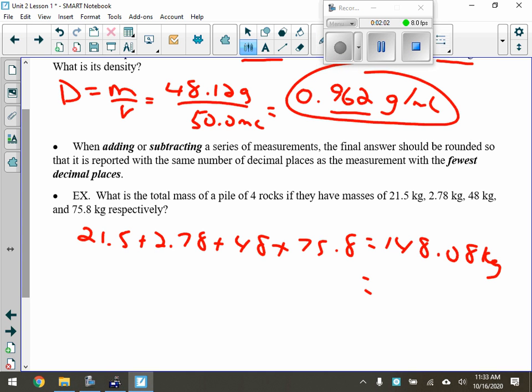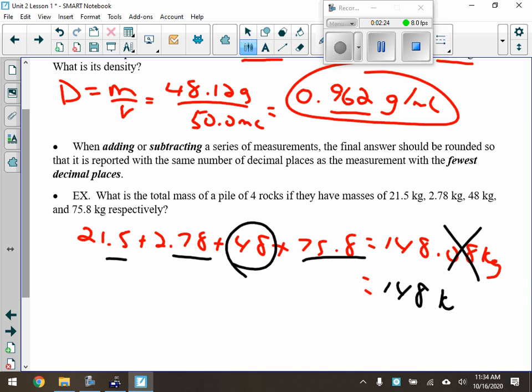So I look at the decimal places. This is 1 decimal place. This is 2. That's 0 decimal places. No, there is no decimal there. And there's 1 decimal place there, or 10th place. So in this case, because there's no decimal places there, I cannot have any decimal places in my answer. So we're going to chop off the decimal places, basically. We're going to get rid of those and just call it 148 kilograms. Okay, that won't happen too often, but it does happen occasionally. All right, good. So again, no decimal places, so no decimal places is my answer.